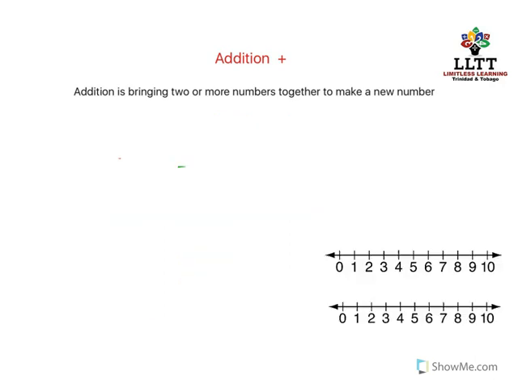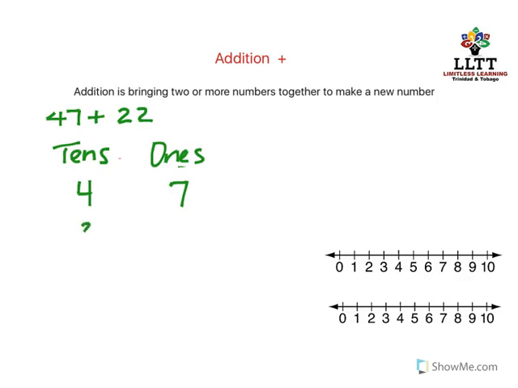So let's say I wanted to add 47 plus 22. Now I look at both of my numbers and they have tens and ones, right? It's 2 digits. So I'm going to put tens and ones. I'm looking at my first number, 47, has 4 tens and 7 ones. I'm going to place my next number, which is 22. 22 has 2 tens and 2 ones.